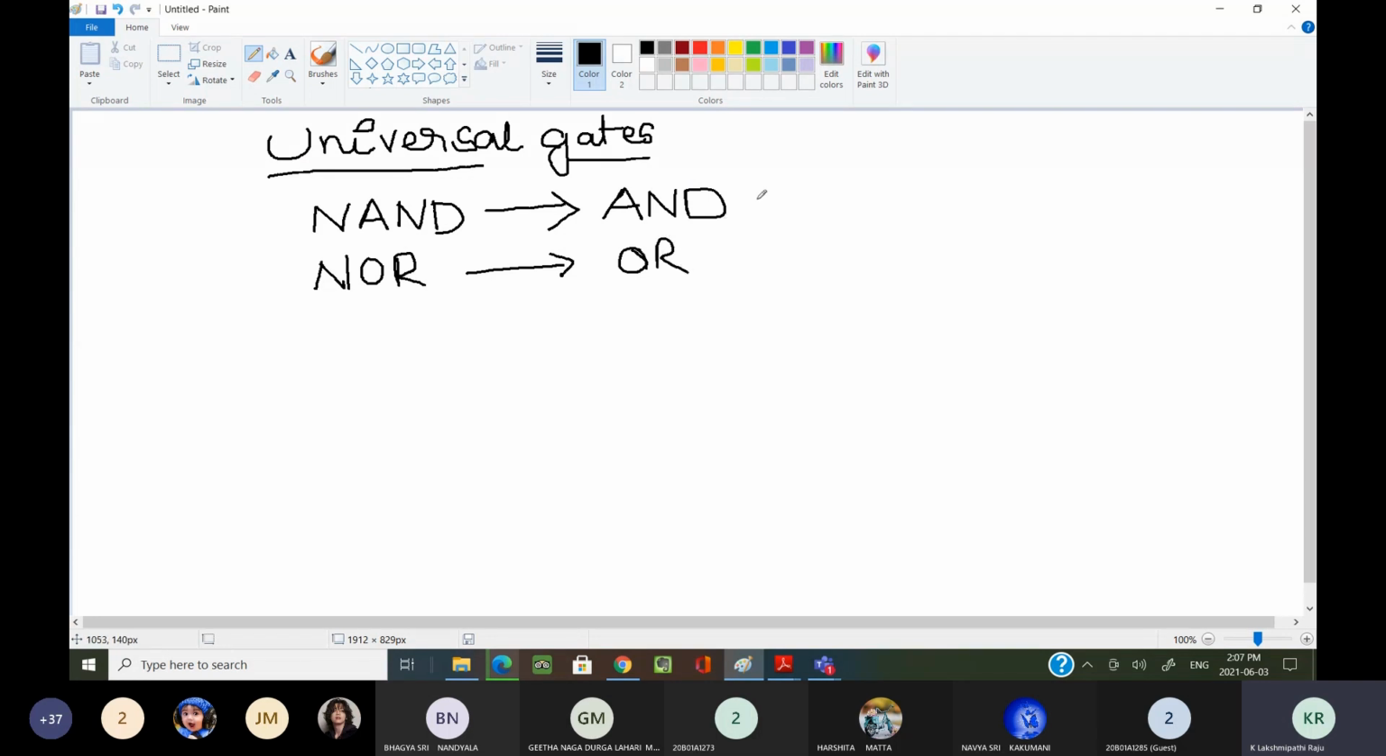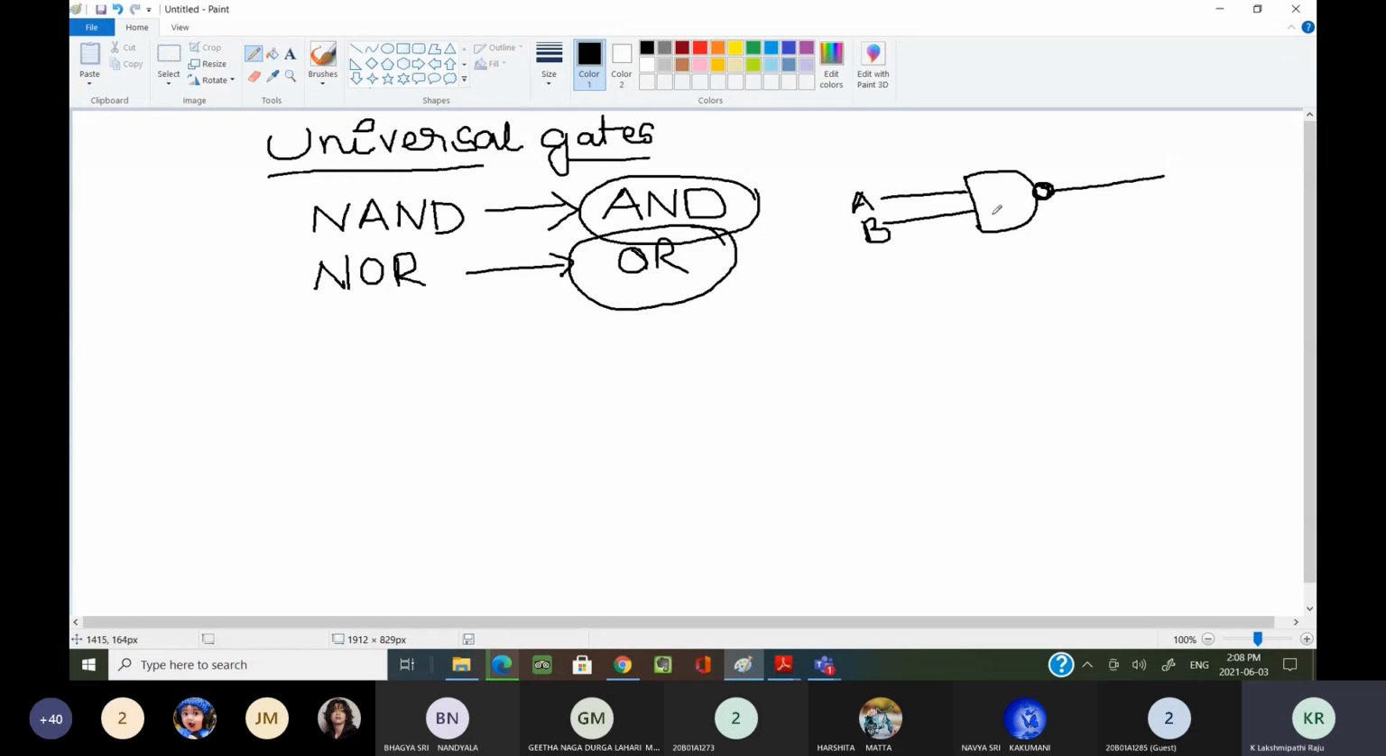Simply, here we are adding the negation, and here also we are adding the negation. From the logic symbol point of view also, this is my two input AND gate symbol. Now if I add a bubble in front of this symbol, I already told you this bubble plays a very important role. It will act as a negation. Now this will become your NAND gate.